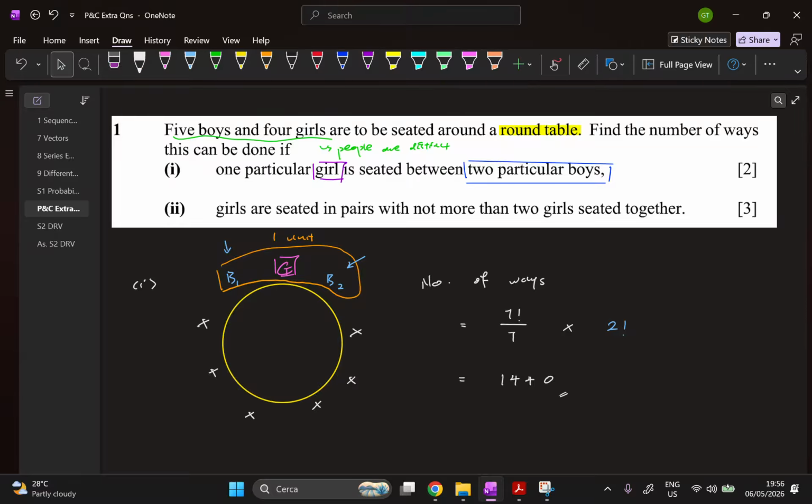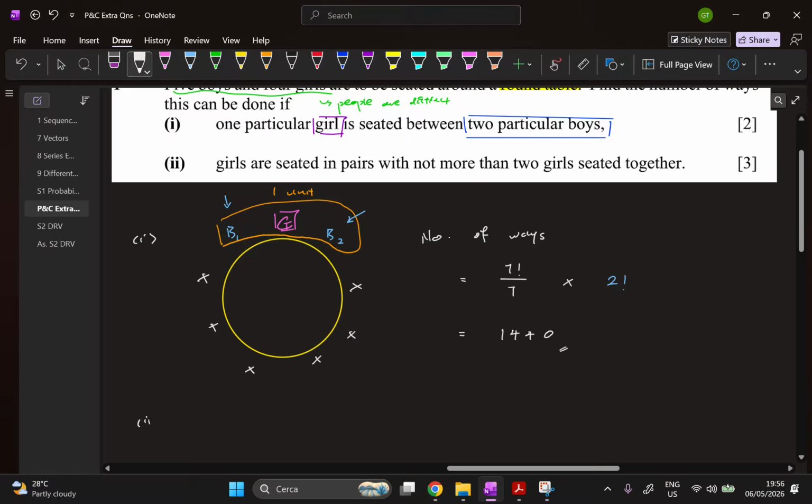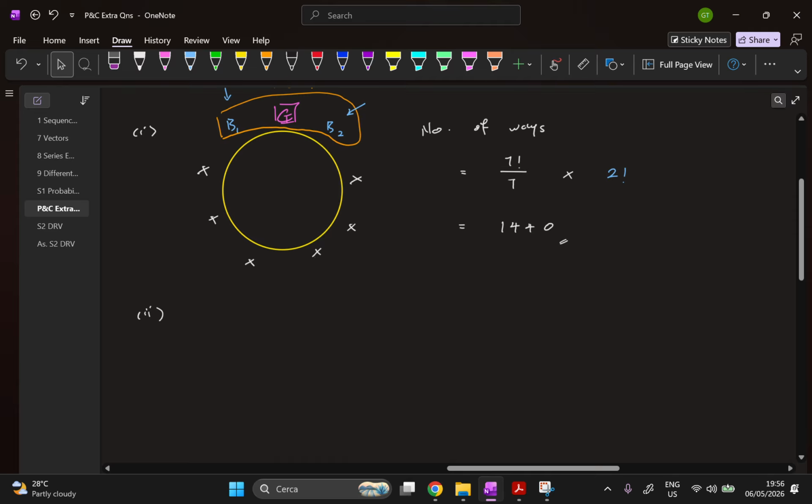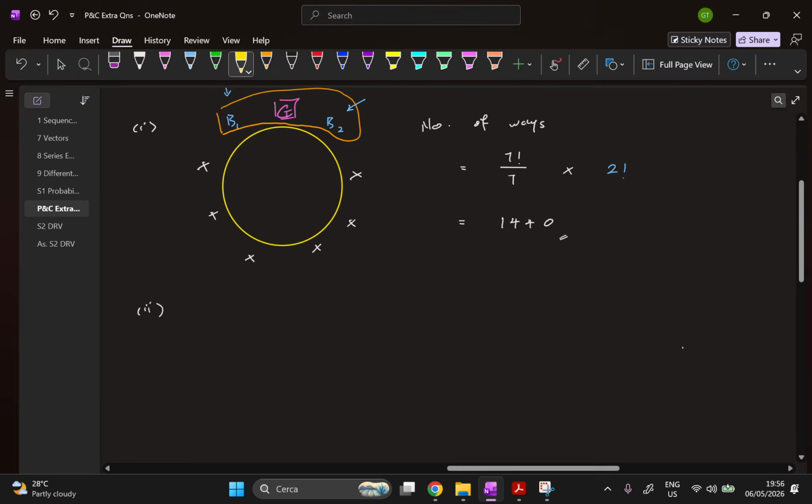Okay, so that's it for part 1. Part 2 is a bit more complex. They say they want the girls to be seated in pairs with not more than 2 girls seated together. So let us draw our circle again.